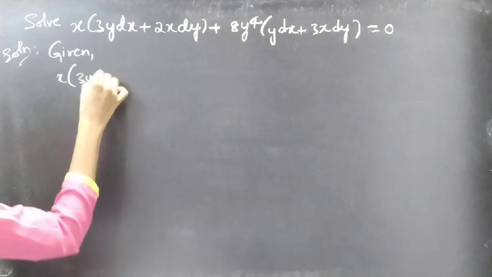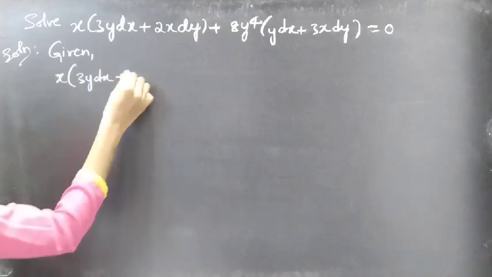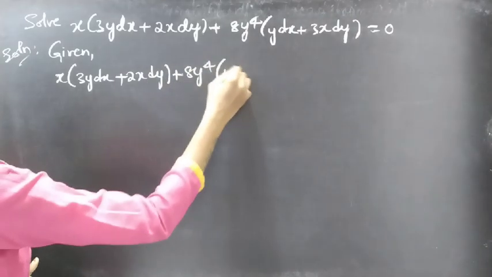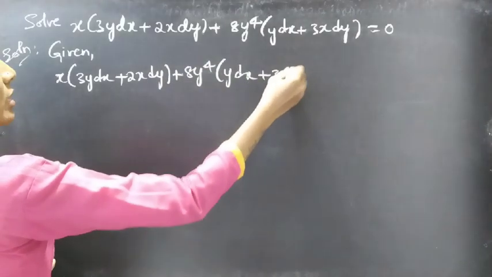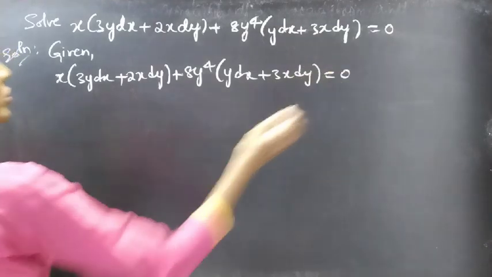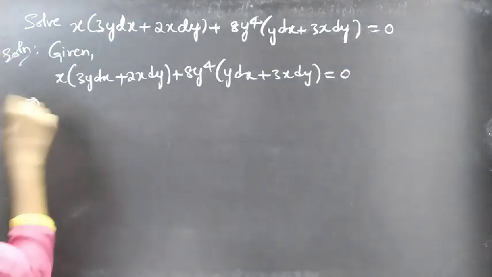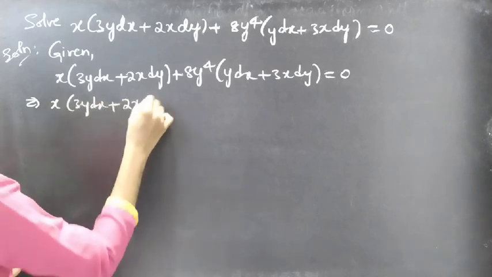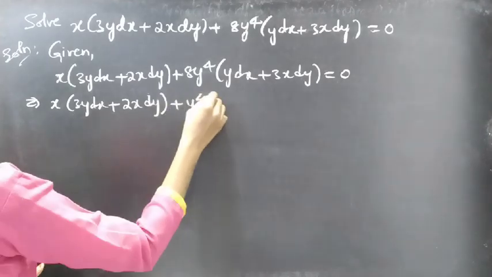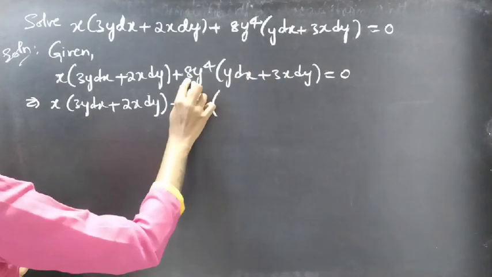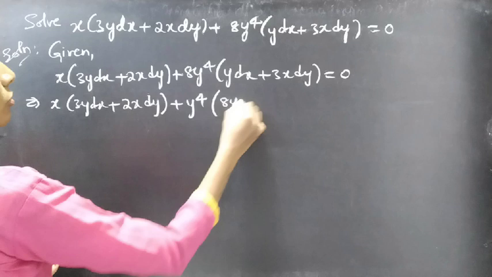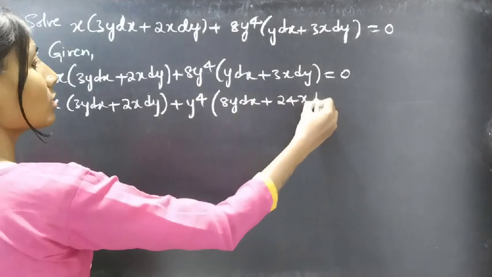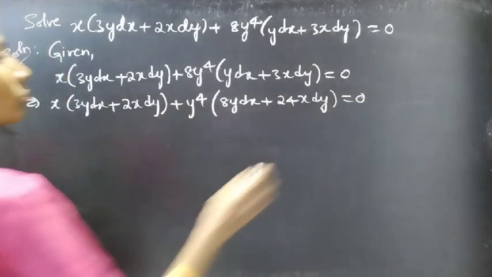x into 3y dx plus 2x dy plus 8y power 4 into y dx plus 3x dy equal to 0, right? We can write this as x into 3y dx plus 2x dy plus y power 4 into, I'll multiply these two terms with this 8. Then I'll get 8y dx plus 8 3s are 24x dy equal to 0, right?